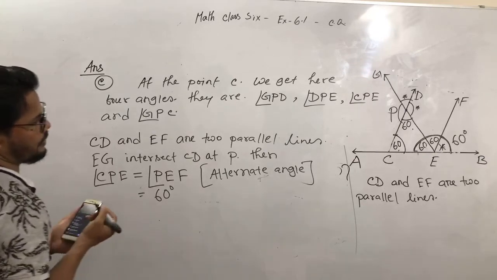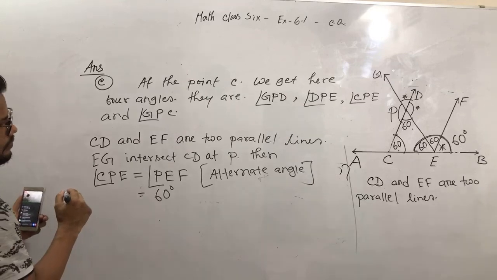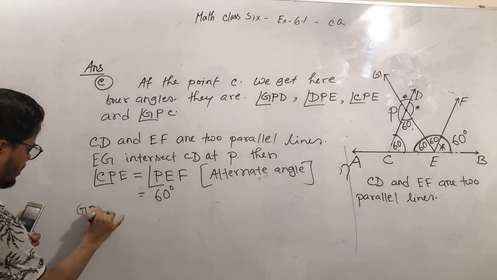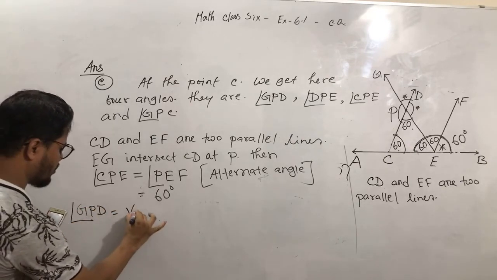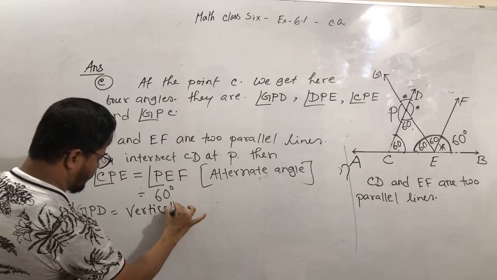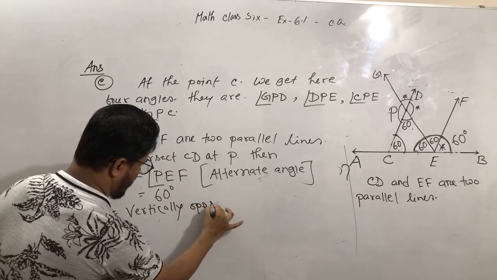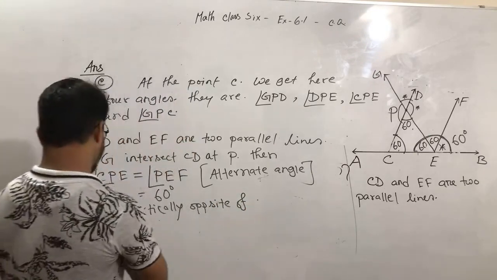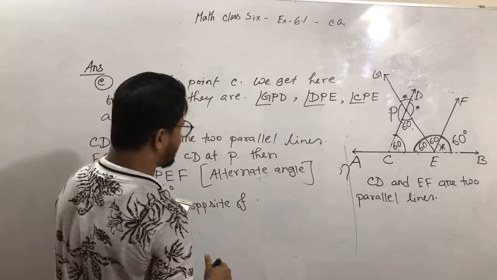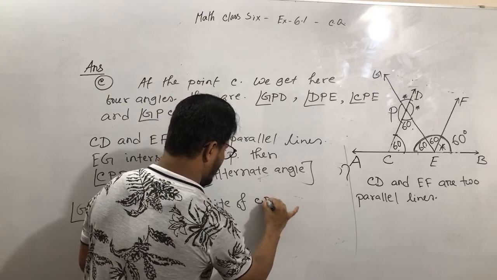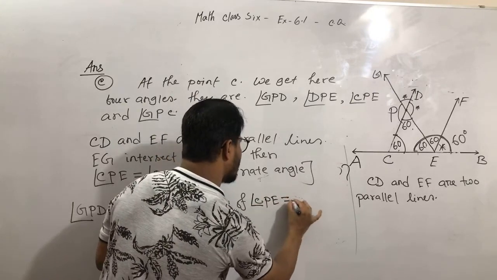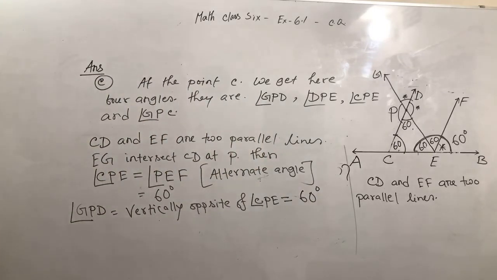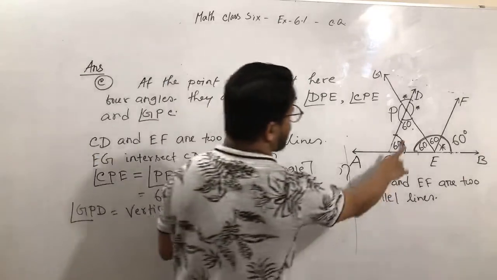Okay. Again, GPD equals vertically opposite. GPD is vertically opposite of CPE, which is also 60 degrees. Two answers complete, these two angles complete.